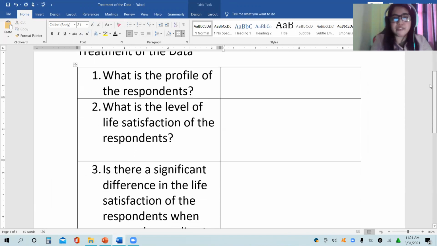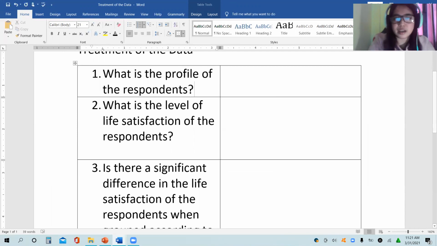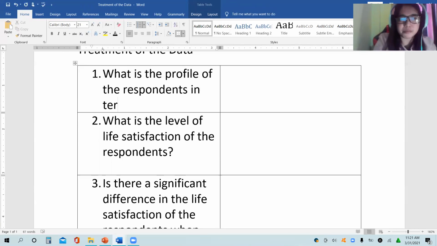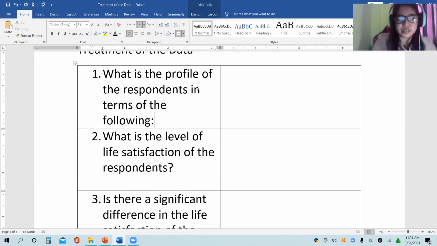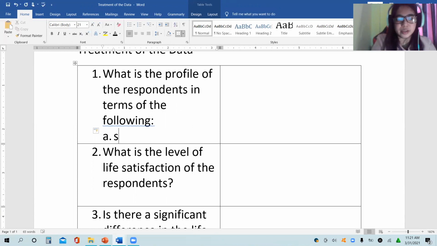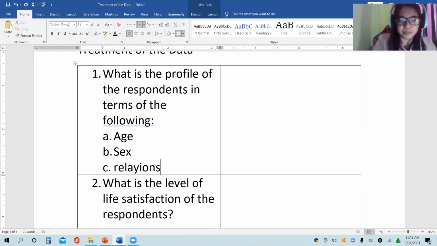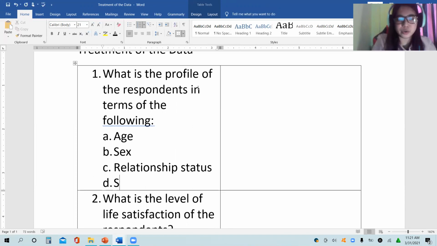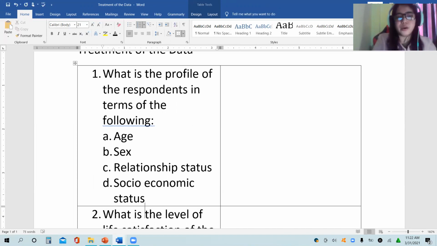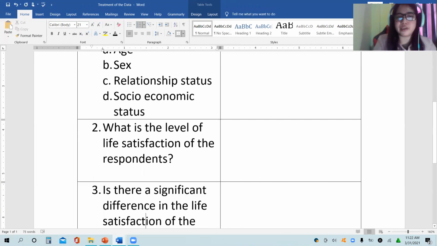What is the profile of the respondents? Let us complete this in terms of the following: A, age, sex, relationship status, and socio-economic status. While for number 2, what is the level of life satisfaction of the respondents?